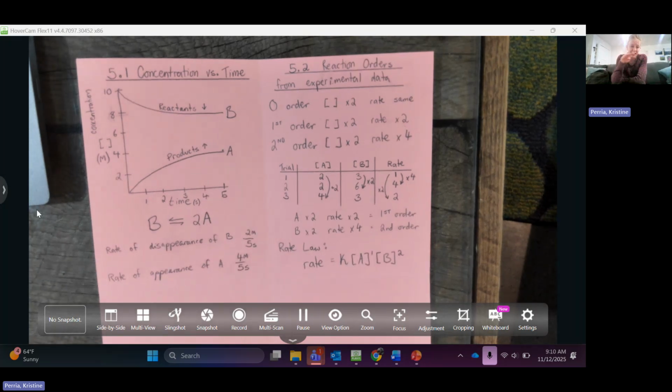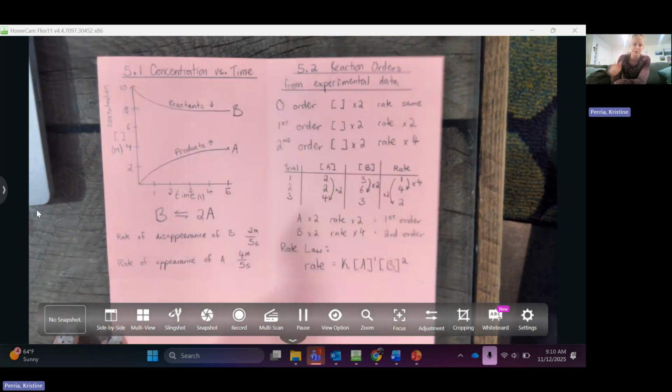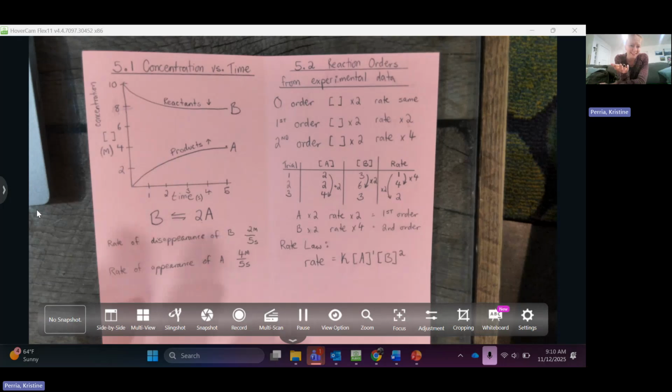Some just stay at the exact same rate the entire time. So it really depends. And those orders, how fast those different types of reactions happen or how they change over time, are given numbers, right? So there's 3 different types. There's 0 order reactions, 1st order reactions, and 2nd order reactions, okay? We hear a lot about this.